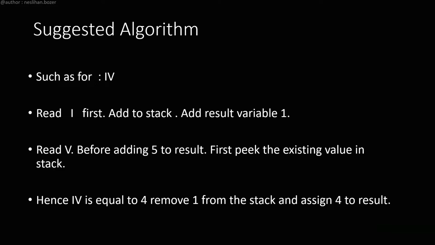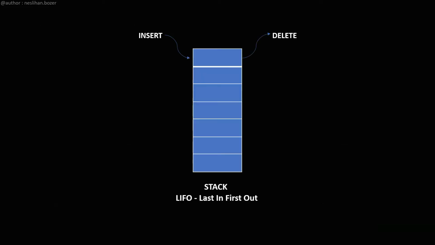And then we're going to return the result. For example, for IV, we read I first and add 1 to the result variable. After reading the V, before adding 5 to the result, we need to check whether the combination IV is equal to something else. Hence, IV is equal to 4. We first of all remove 1 from the result value and assign 4 to the result.